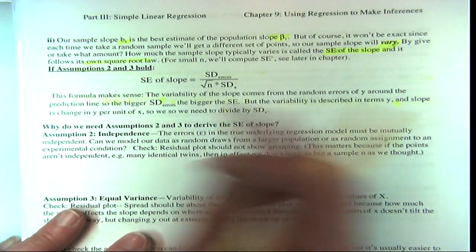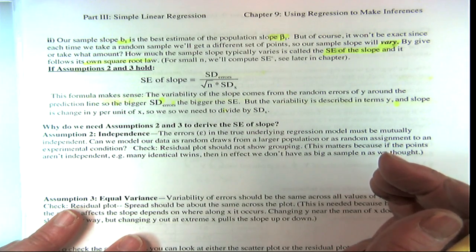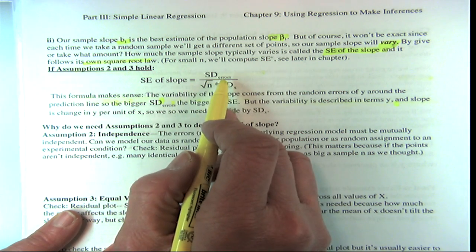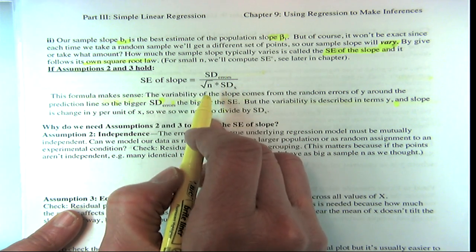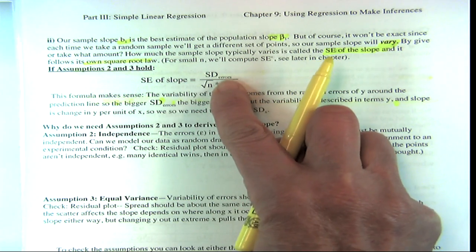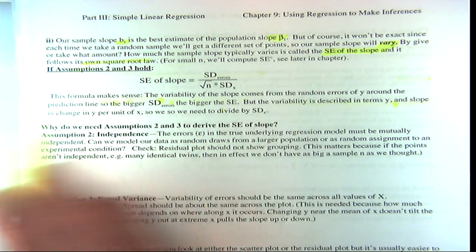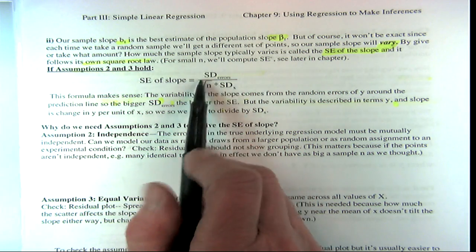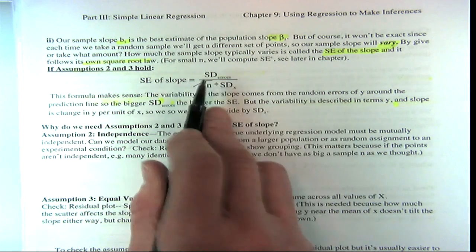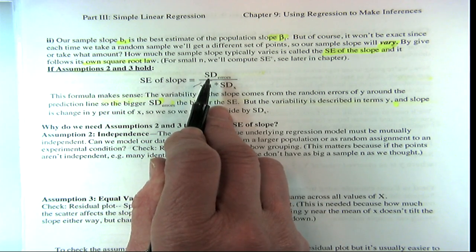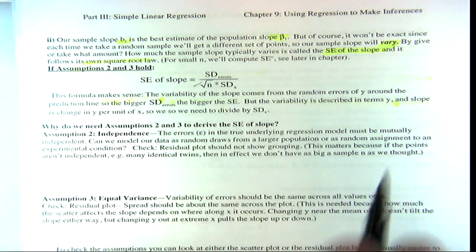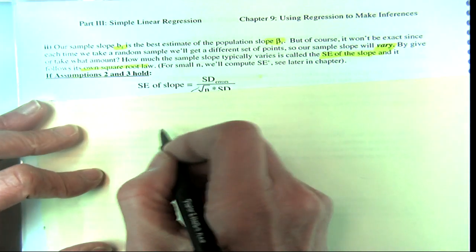All right, so now let's look at this slope. This is what it is: the standard deviation of the errors, so it looks like SD over square root of n. This is probably confusing to you. Why are we adding that? The formula makes sense, SD over square root of n. Why? Because the variability of the slope comes from the random errors of y around the prediction line. Remember what the standard deviation of the errors is.